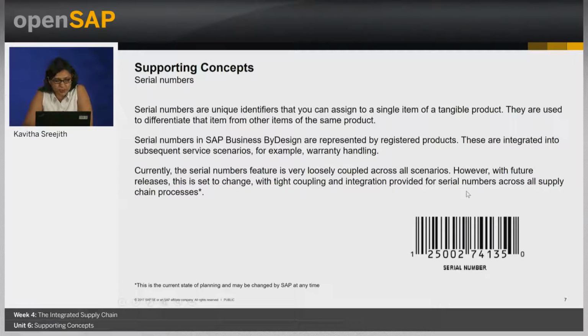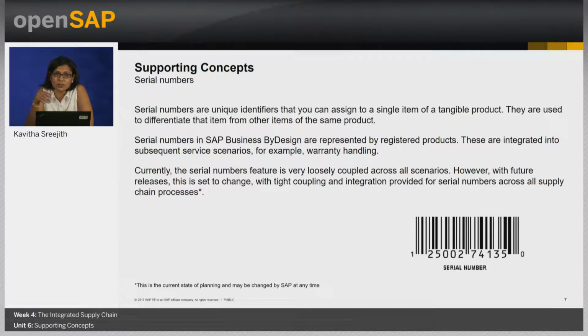The next section that we have is on serial numbers. Serial numbers are unique identifiers that you can assign to a single item of a tangible product. They are used to differentiate the item from the other items of the same product. For example, your cell phones each would carry a serial number to identify each and every phone uniquely. Serial numbers in Business by Design are represented by registered products. These are integrated into subsequent service scenarios, for example, warranty handling.